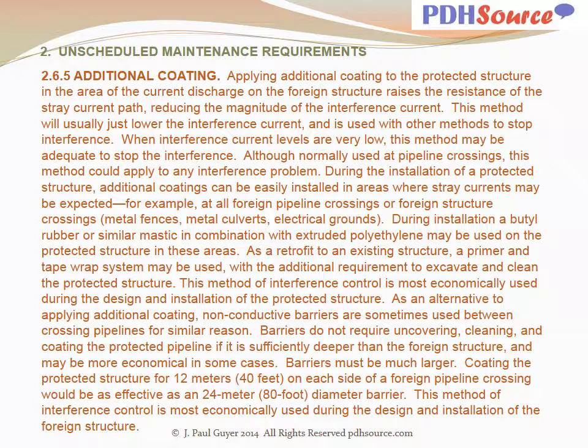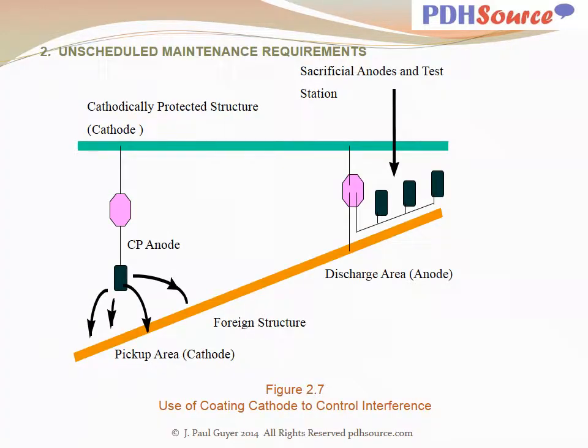Coating the protected structure for 40 feet on each side of a foreign pipeline crossing would be as effective as an 80-foot diameter barrier. This method of interference control is most economically used during the design and installation of the foreign structure. Figure 2 indicates the use of the coating of the cathode to control interference.